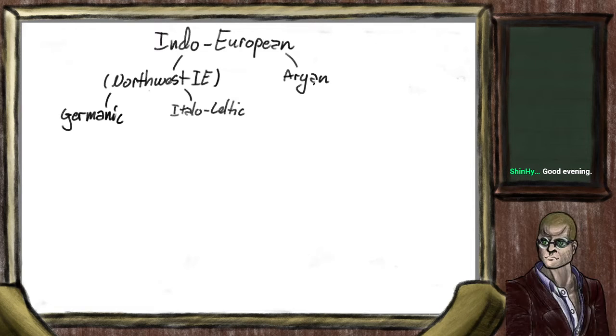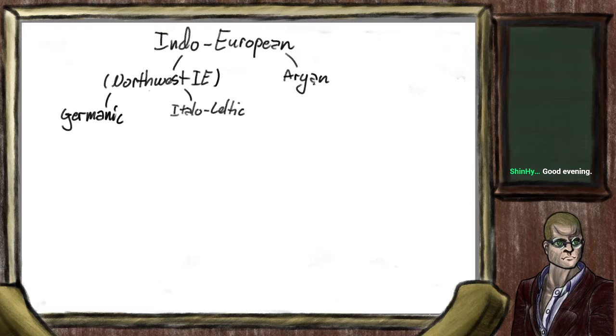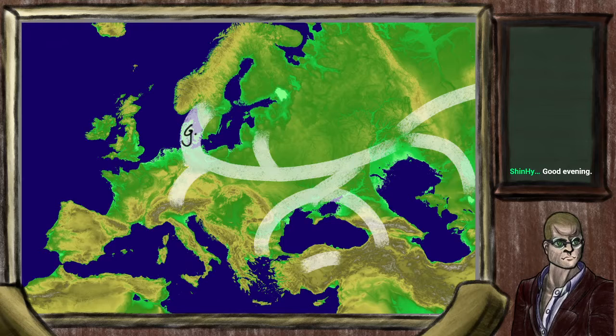Most likely, Germanic is a part of a northwestern branch of Indo-European, as one might deduce from this map that I have drawn.